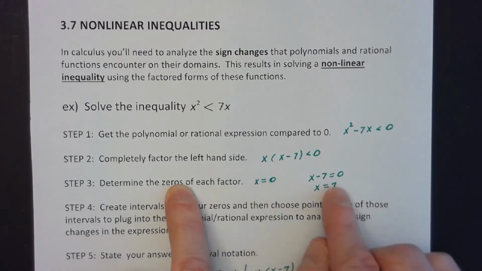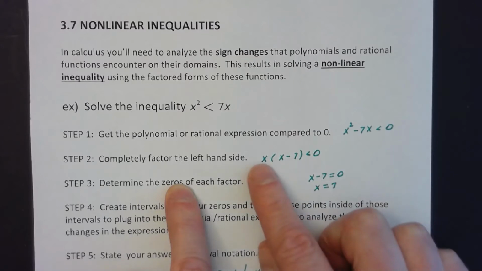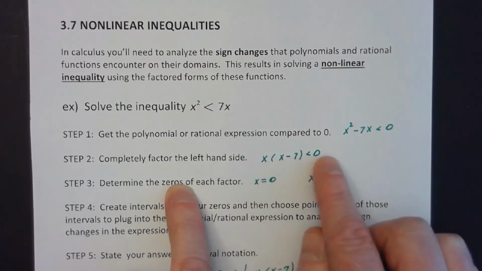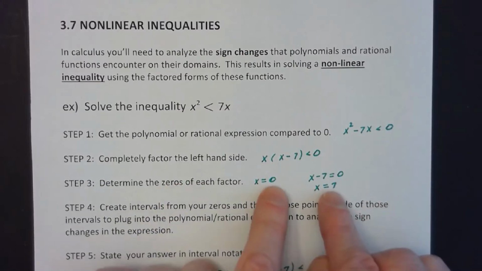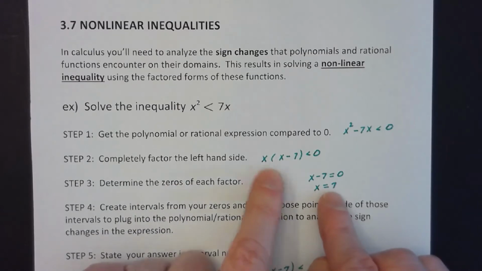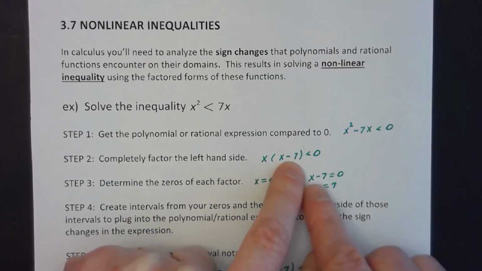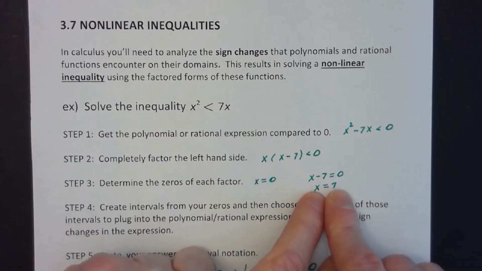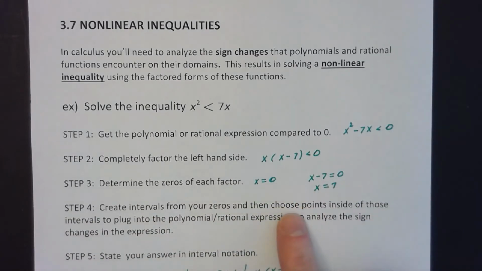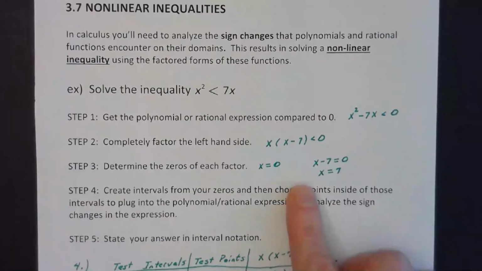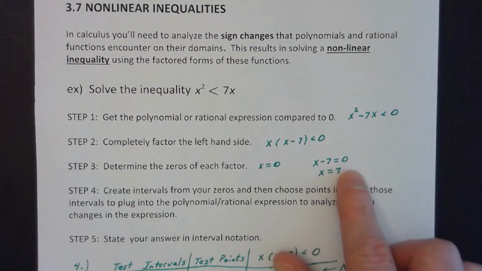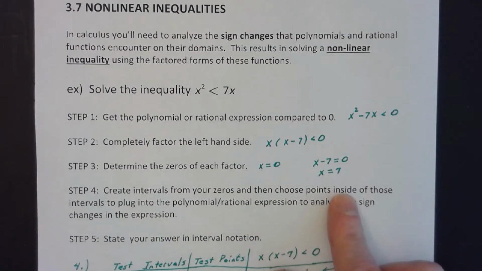Those zeros are going to be points, in fact, often books call them boundary points. They're going to be points that are the boundary between solution and non-solution regions. So to find out when x times x minus 7 is less than 0, I first find out when it's equal to 0. So that's going to be when x is 0 and when x minus 7 is 0, or at x equals 7.